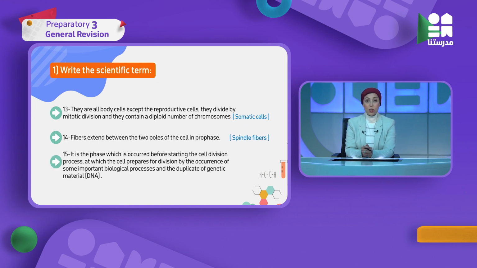It is the phase which occurs before starting the cell division process. Which phase occurs at the very beginning of cell division, in which the cell prepares itself by the occurrence of some important biological processes and duplication of the genetic material? Which phase is it? It is the interphase.